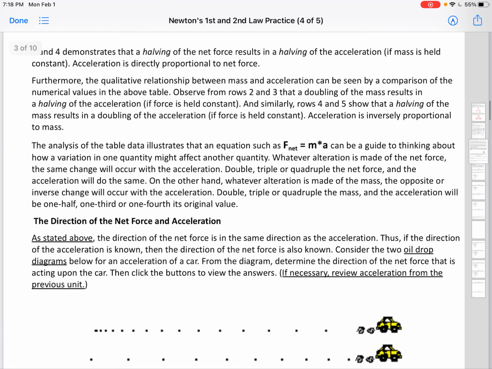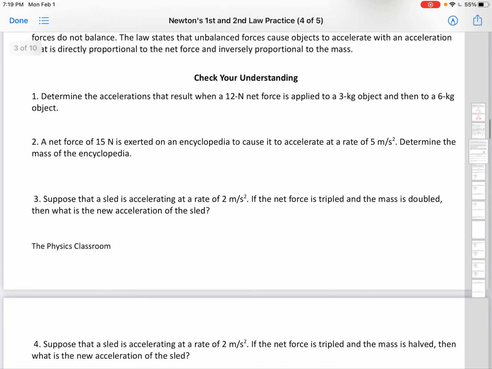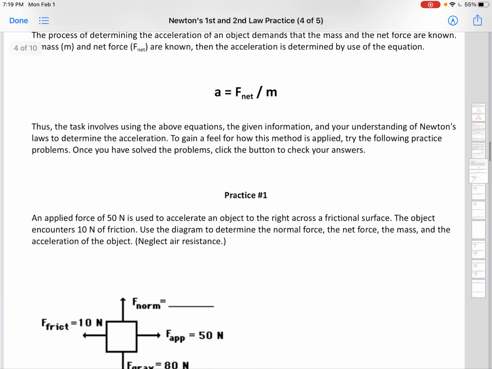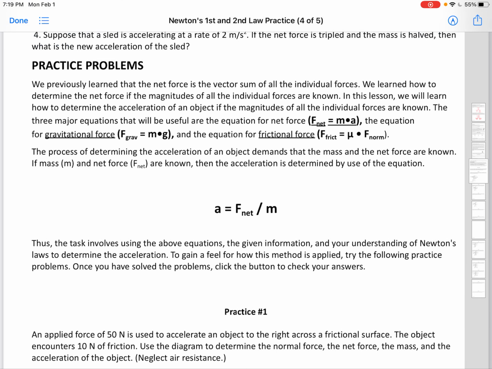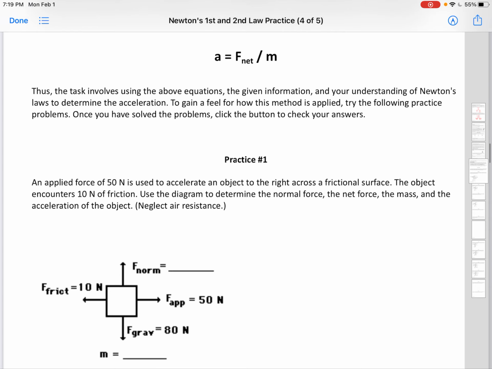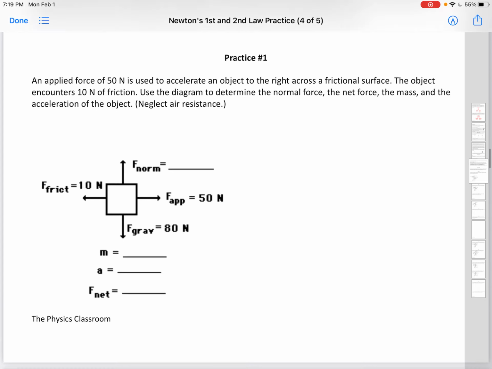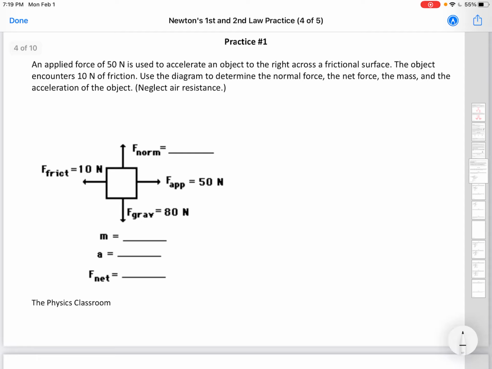A lot of this stuff is just F equals ma. Okay, and then I'm going to skip down to these practice problems, which are just F equals ma, but in a different way. Okay, so these words right here are going to be pretty important: gravitational force, frictional force, and net force. Okay, so let's begin.